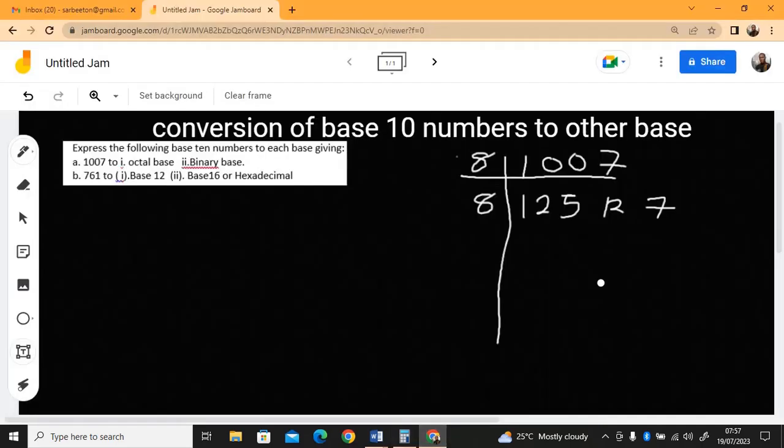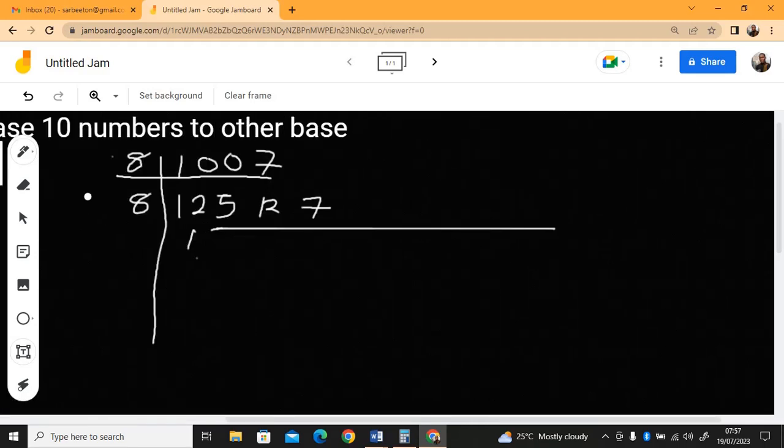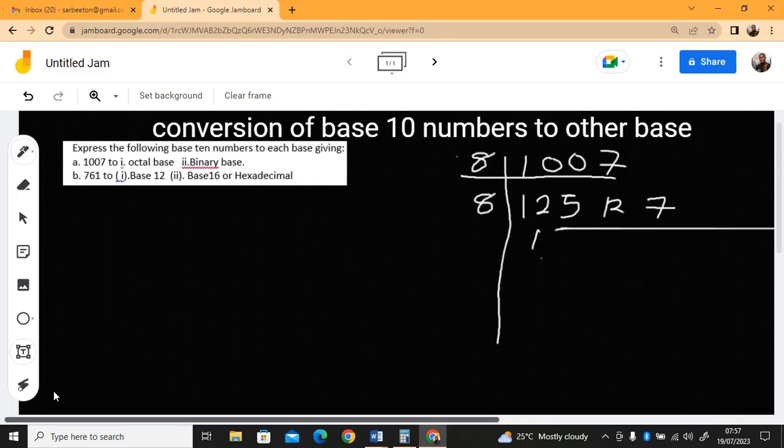So here it's going to be 7, and this is 15. What is the remainder? I think it's remainder 5, right?